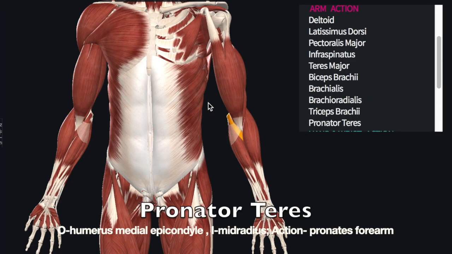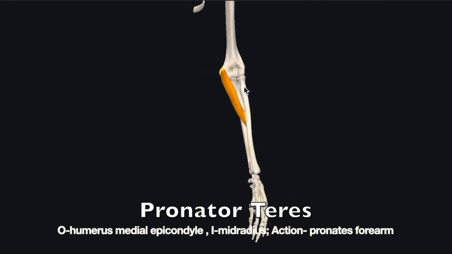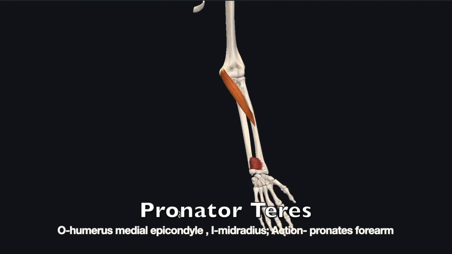The last muscle that we'll look at acting on our arm is our Pronator Teres. Now this muscle will attach to the medial epicondyle of our humerus, and it will insert almost midway down the radius, and just as its name suggests, its action is going to be in the pronation of the forearm.